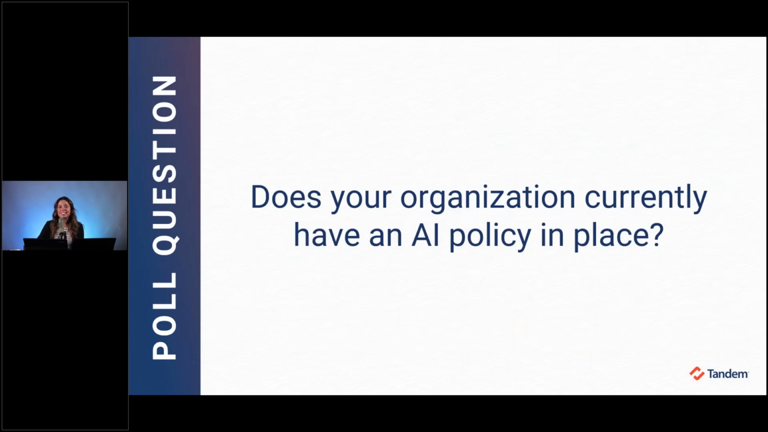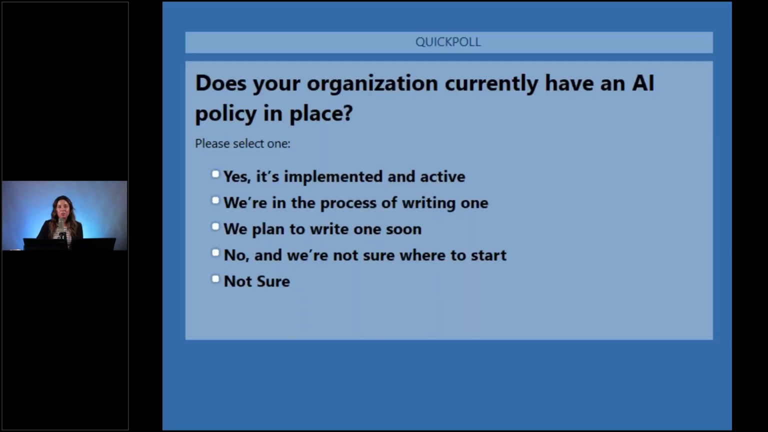Our question here is, does your organization currently have an AI policy in place? Our answer choices are: yes, it's implemented and active; we're in the process of writing one; we plan to write one soon; no, we're not sure where to start, or not sure.